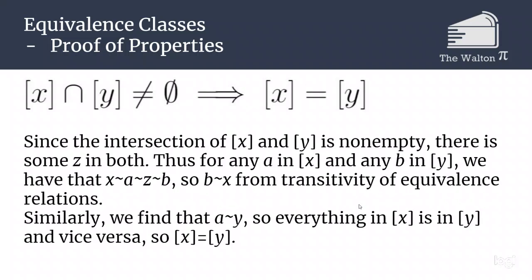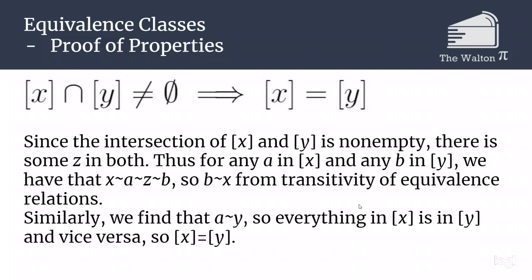If we assume that the intersection of the equivalence class of x and the equivalence class of y is non-empty, then there must be some element, let's call it z, in both of them. That tells us that for any a in the equivalence class of x and for any b in the equivalence class of y, we must have x relates to a relates to z, and z relates to b. Transitivity of equivalence relations tells us that x must relate to b and b relates to x. That tells us that b, a generic element in the equivalence class of y, must be in the equivalence class of x. We also can do a very similar argument to show that a will relate to y. So everything in the equivalence class of x is also in the equivalence class of y.